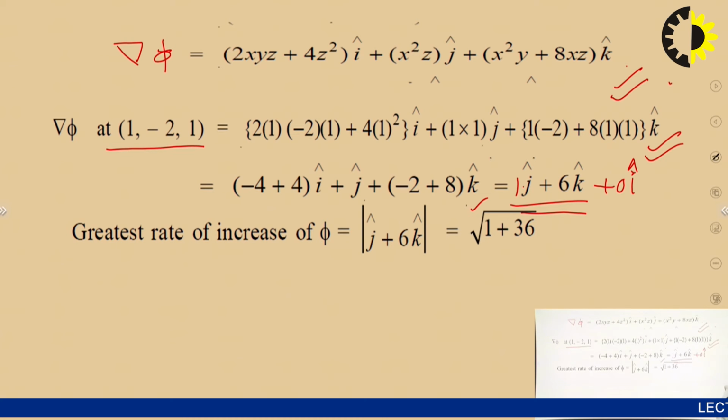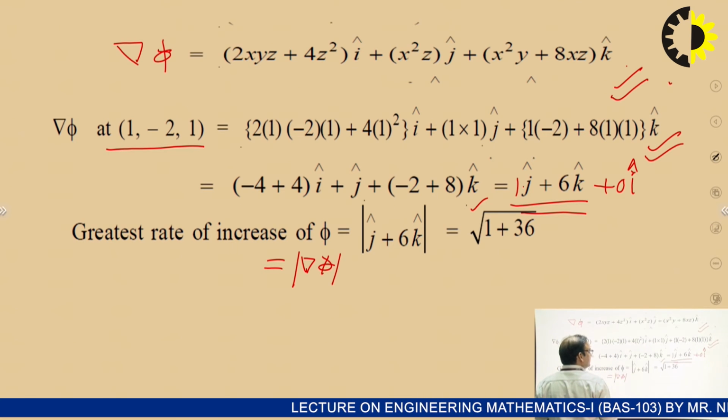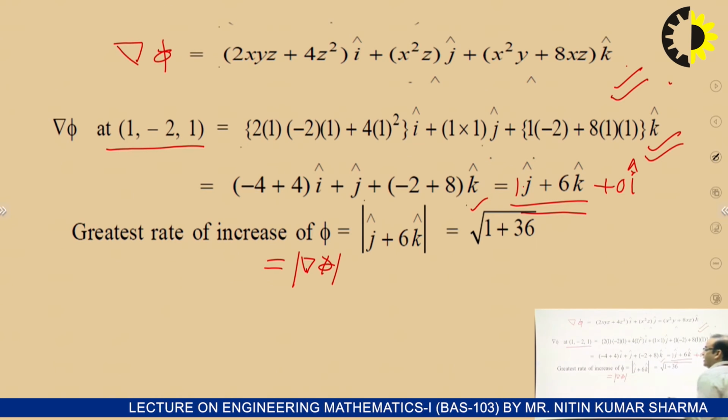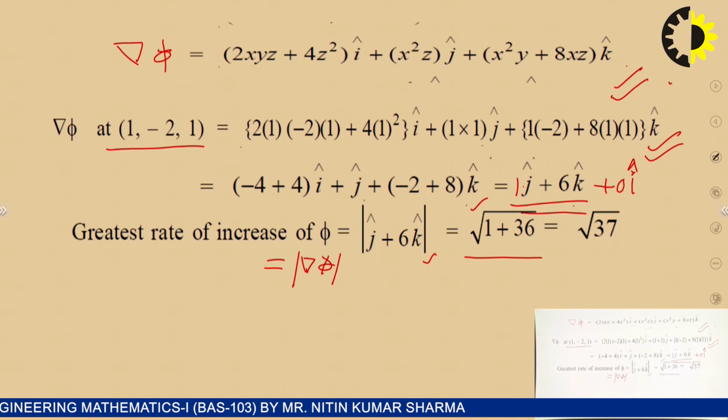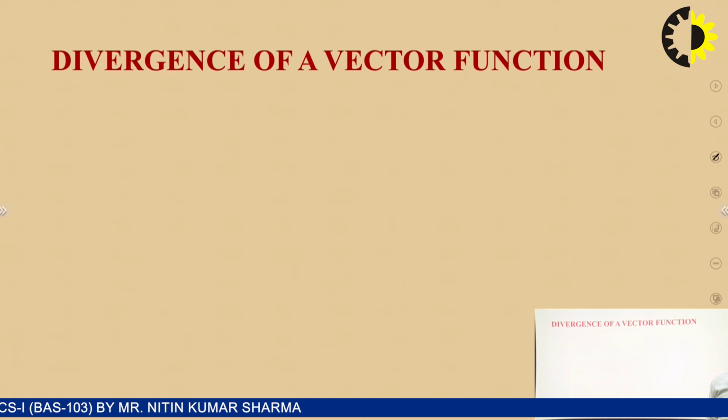Then, to determine the greatest rate of increase, we have the formula to determine the modulus of del phi, and we get this kind of structure, and after solving we get root 37. It is the greatest rate of increase.